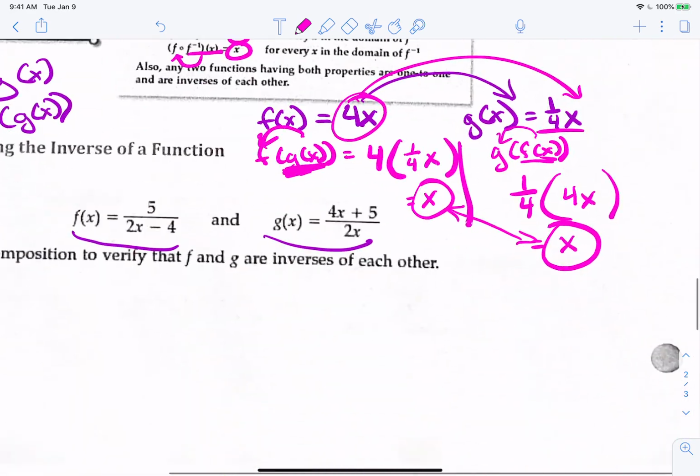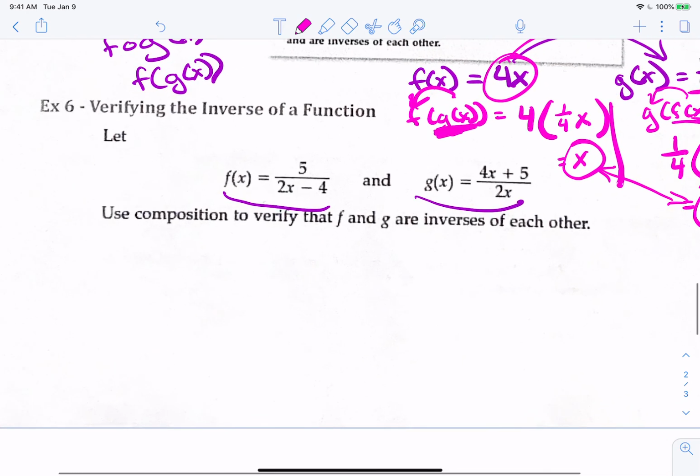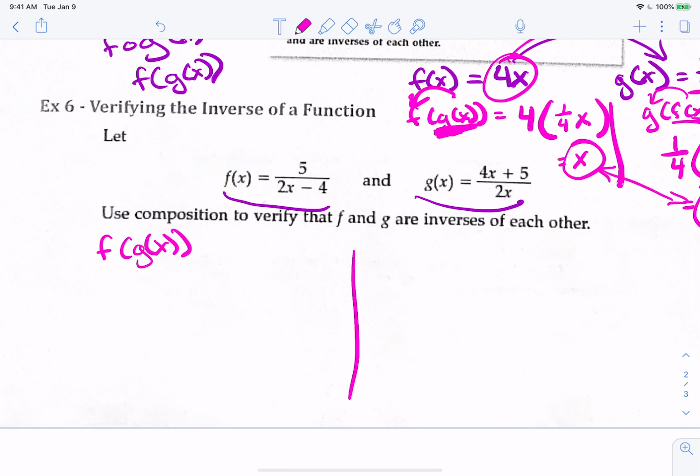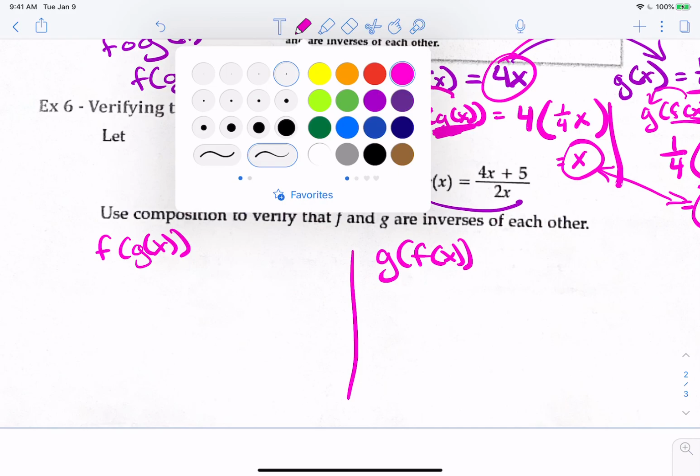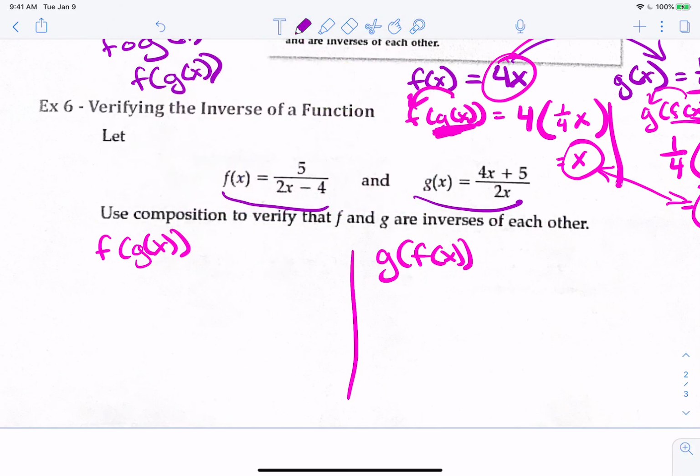All right, let's go down to the very bottom example. Use composition to verify that f and g are inverses of each other. F composed of g of x, and then g composed of f of x. First one, I'm taking g of x and plugging it into f of x.